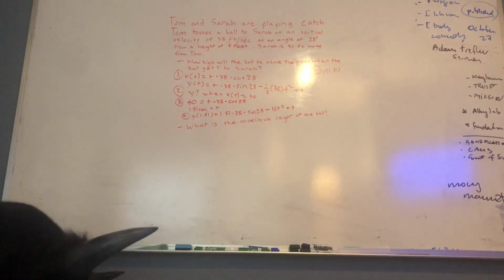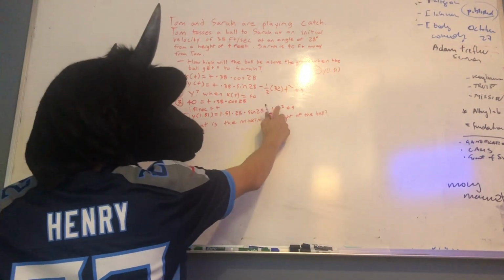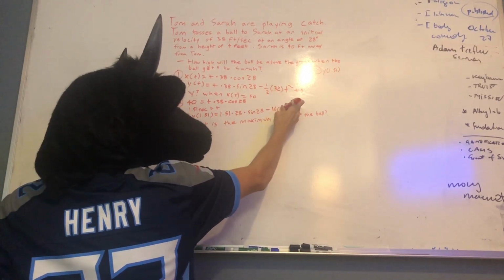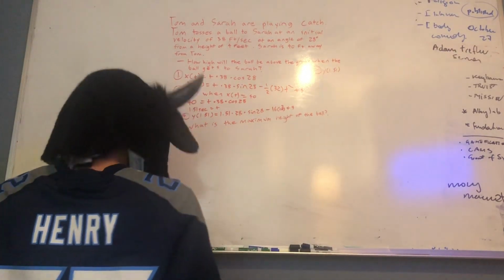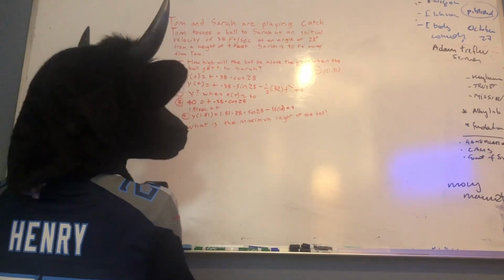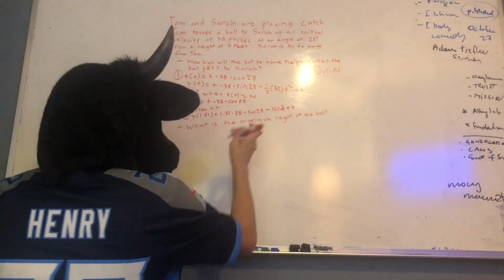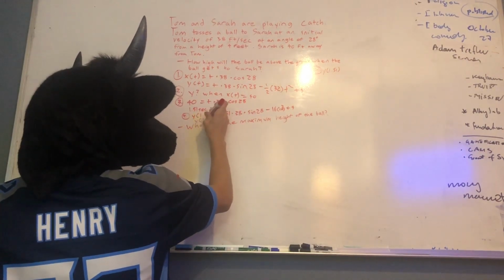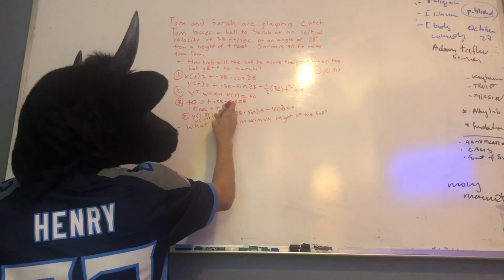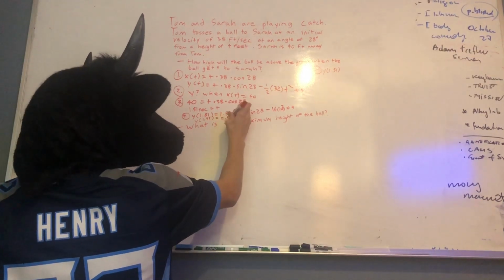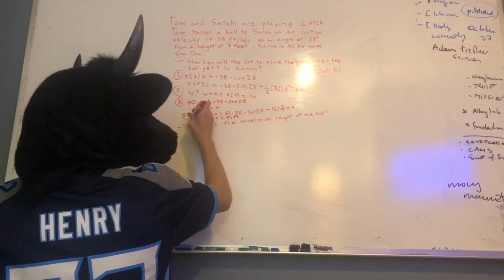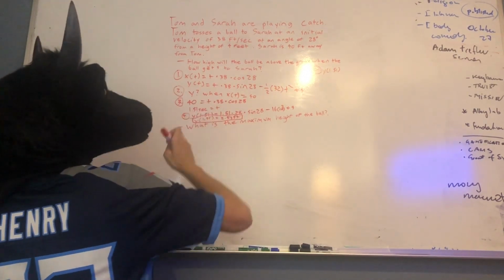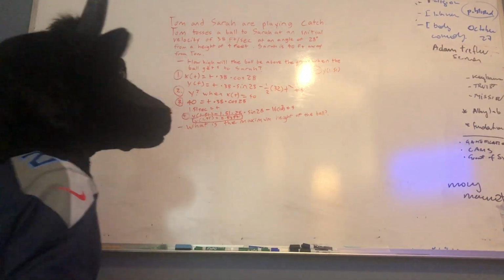Or excuse me, not t squared, 1.51 squared plus 4. When you plug that all into your calculator, 2.53 feet. And that is your final answer to that problem. How high will the ball be when Sarah gets it?